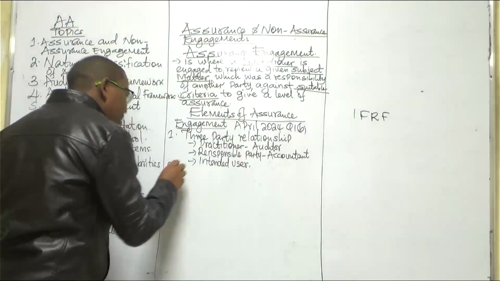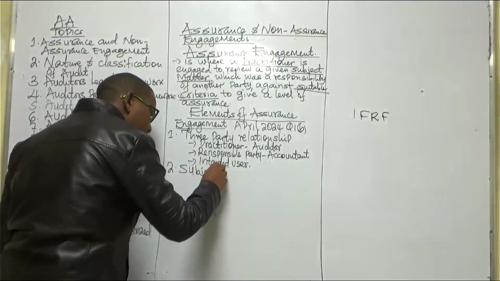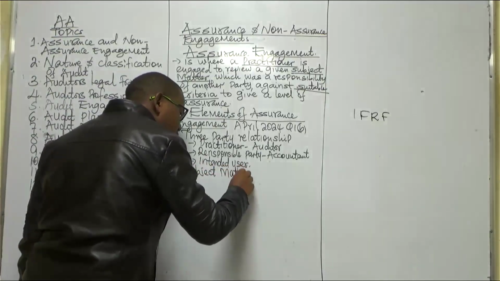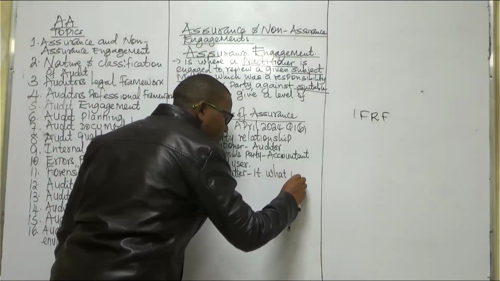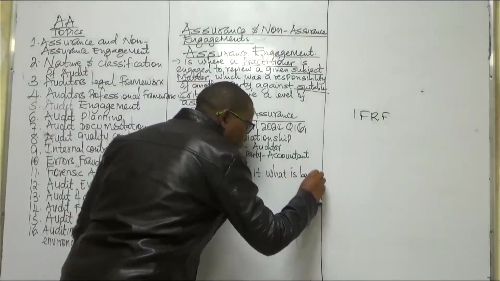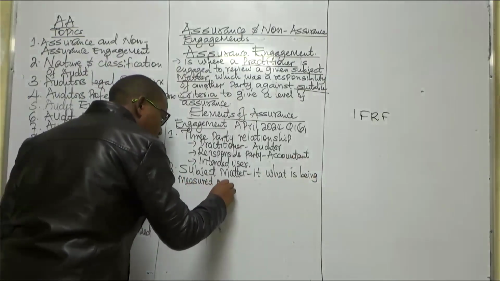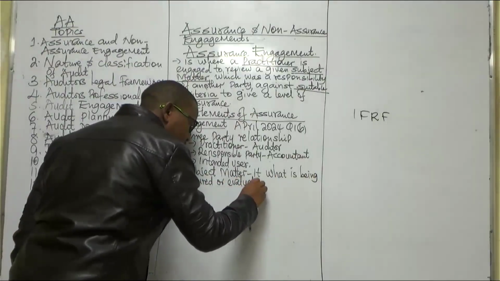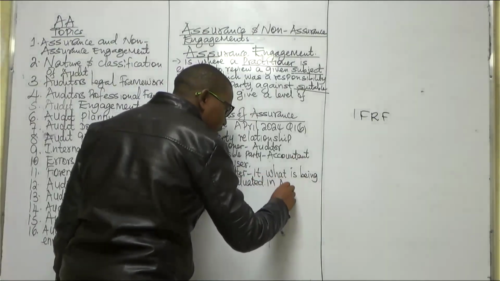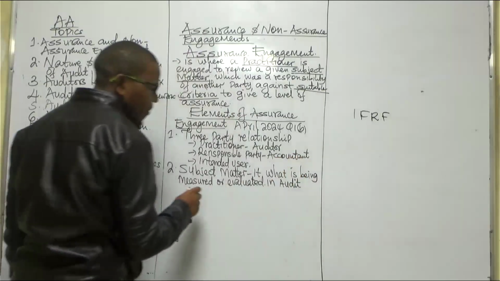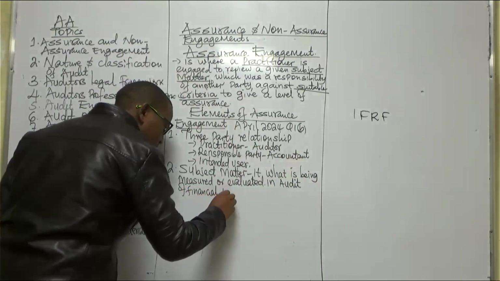The second element is the subject matter. When we talk of subject matter, it is what is being measured or evaluated. So in audit of financial statements, the subject matter is the financial statement.